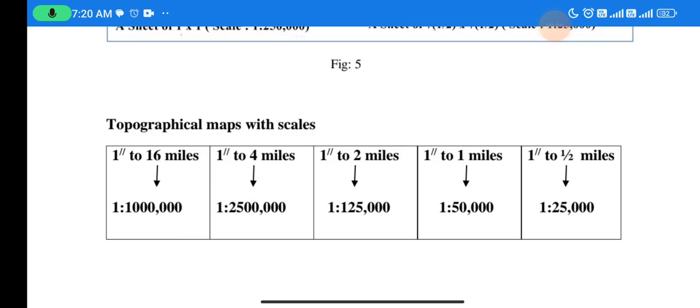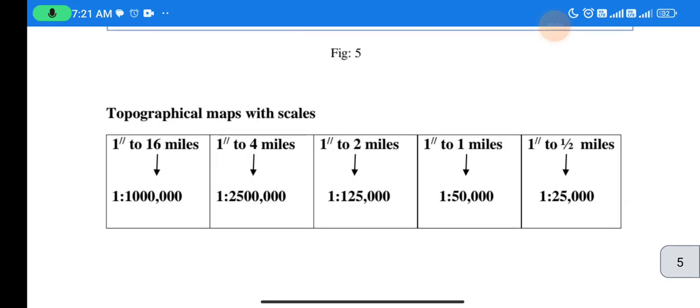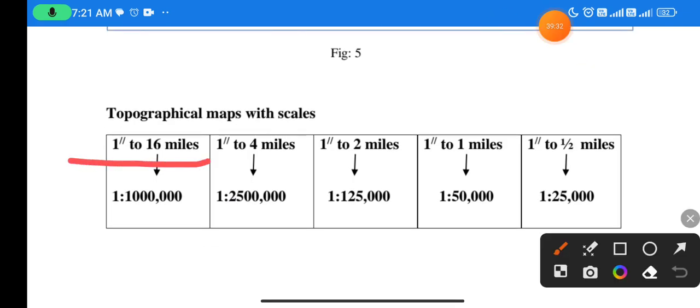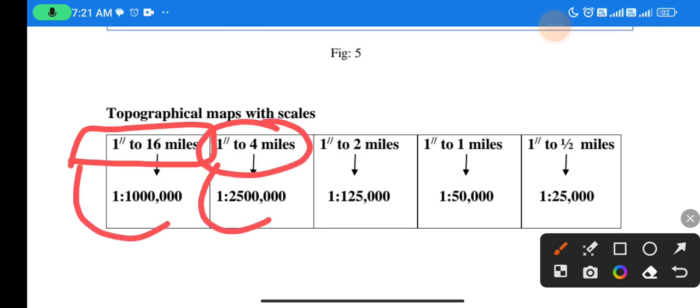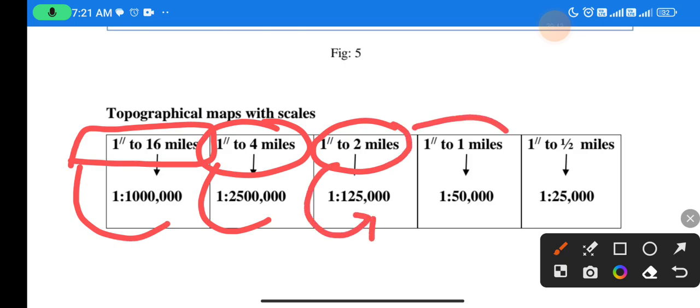Whatever it is, if you understood, you can clarify it by commenting below, and again I will consult other sources, and if I get my concept clear, definitely I will later record a video and share it with you, no issue. But remember this table: the scale of 1 inch to 60 miles map is 10 lakh, then 1 inch to 4 miles map is 2 lakh 50,000, 1 inch to 2 miles map is 1 lakh 25,000, and then 1 inch to 1 mile map is 1 is to 50,000, right?